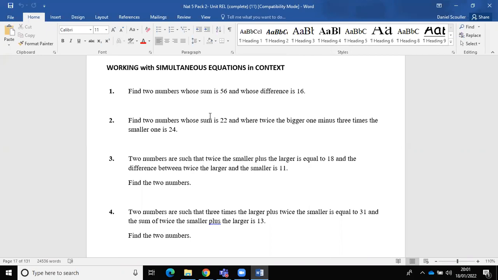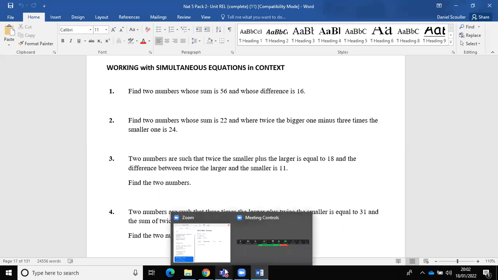Question 1: find 2 numbers whose sum is 56. Just take this one step at a time. This is the really important part of these questions. The sum of 2 numbers is adding them together, and whose difference is 16. So the same 2 numbers add together to make 56, and you take away the second one from the first one to get 16. So we create 2 equations from that.